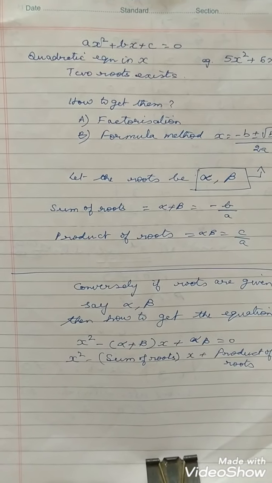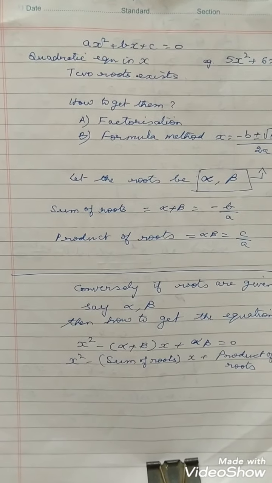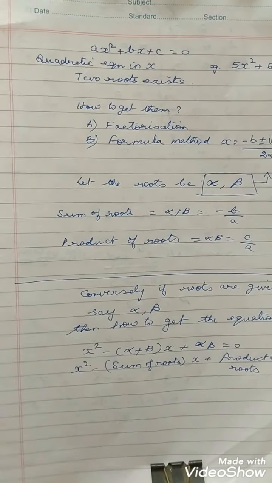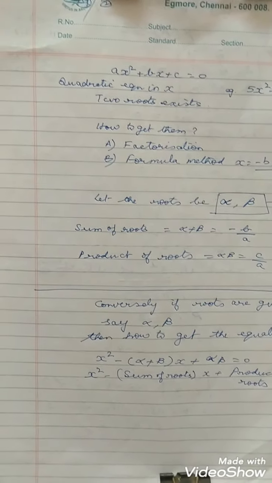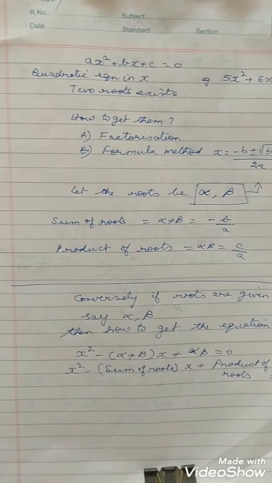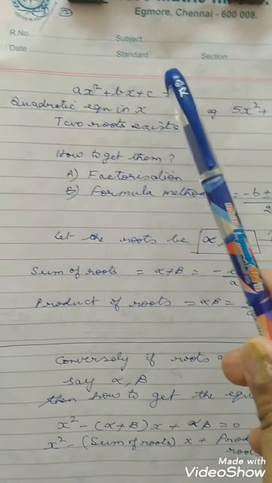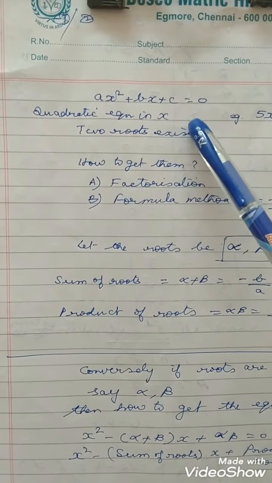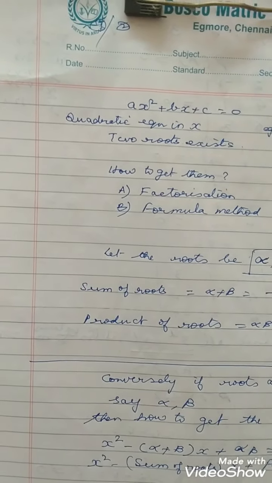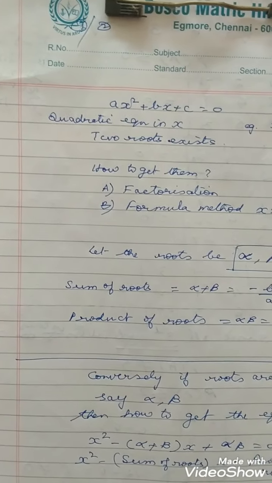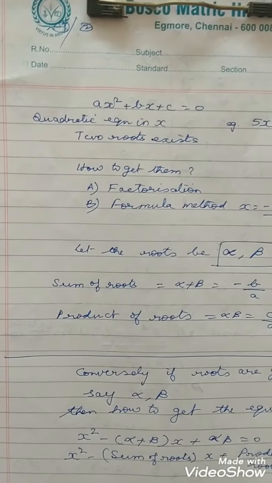First, let's get on to a simple quadratic equation which I've already come across in 10th standard. The general form of a quadratic equation is ax squared plus bx plus c equal to 0. It's a quadratic equation in x, so therefore you must have two roots. And these two roots will exist.